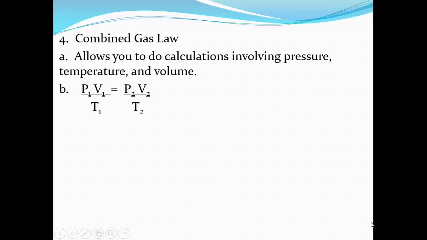The next gas law we're going to be looking at is what we call the combined gas law. The combined gas law takes Charles's, Boyle's, and Guy-Lussac's laws and puts them all together. So instead of having to have the pressure constant or the volume constant or the temperature constant, the only thing that we have to have constant is the number of gas particles. But we can change the pressure, the volume, or the temperature with this equation.